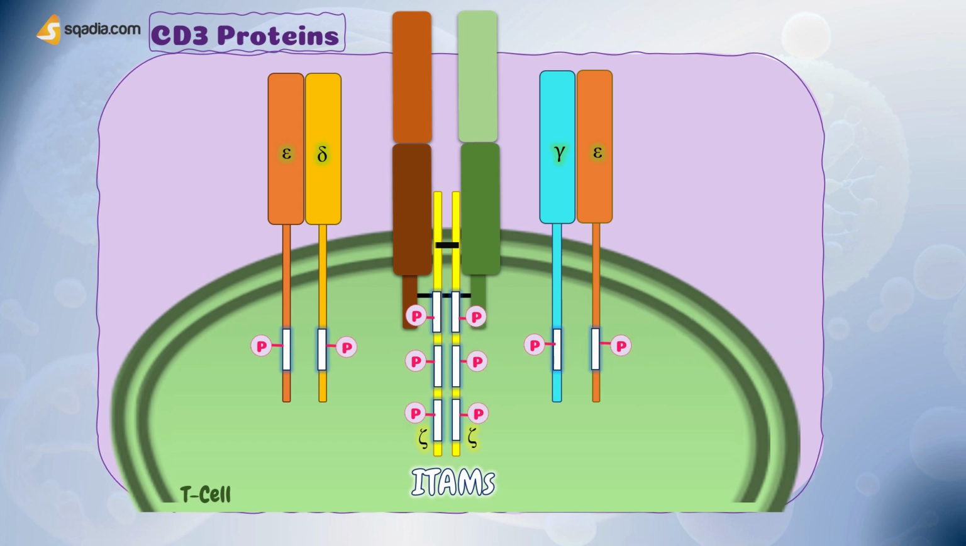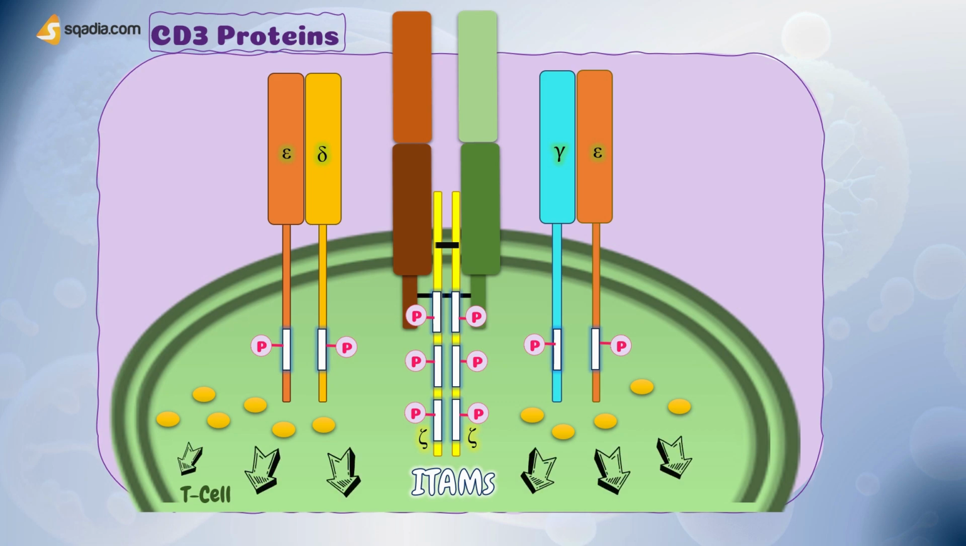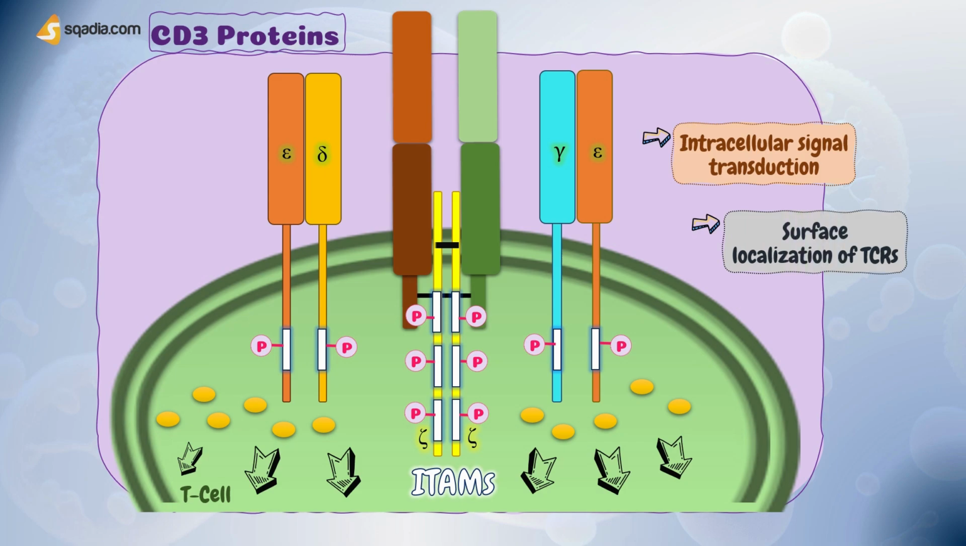Phosphorylation of these items in the CD3 complex leads to the recruitment and activation of various intracellular signaling molecules. These signaling molecules then initiate a cascade of events, triggering the activation and proliferation of the T cell. So, we can say mainly these CD3 molecules are involved in intracellular signal transduction, along with TCRs. And additionally, this CD3 complex is involved in the proper expression and surface localization of the TCR.